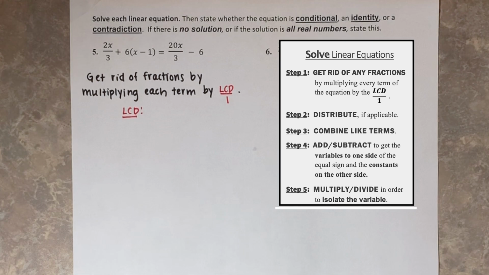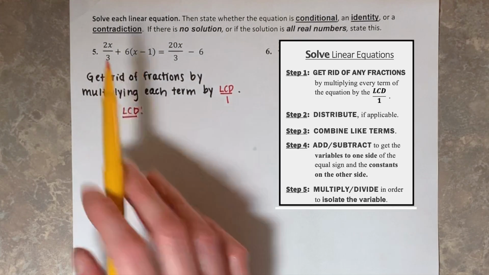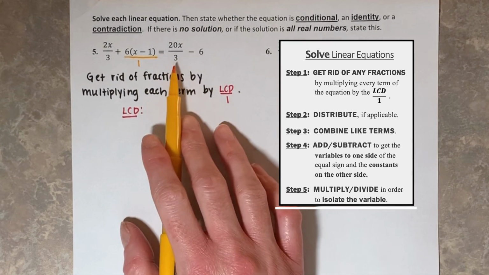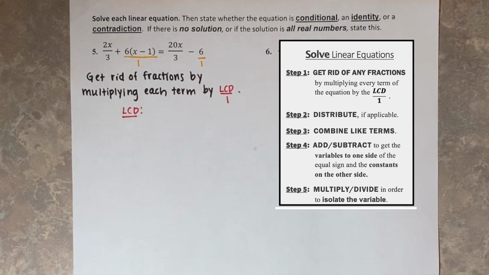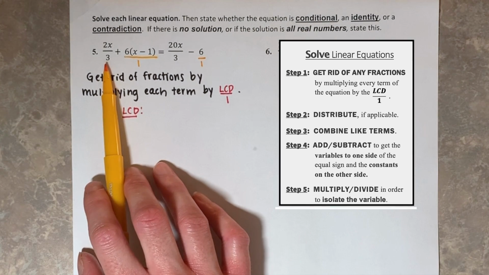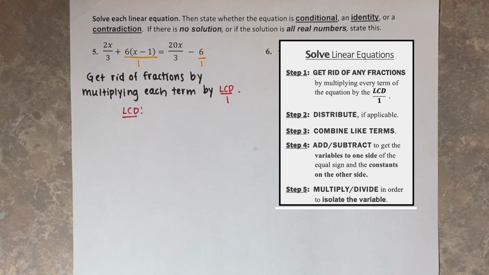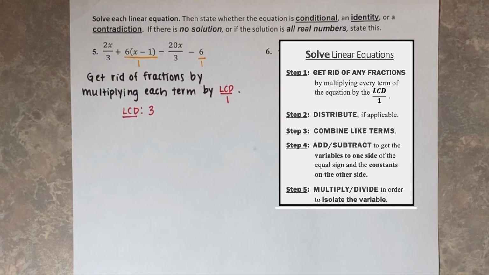Well, what are the denominators here? Well, we have 3 is this denominator. Over here, the denominator is an implied 1. Here the denominator is 3, and again here the denominator is an implied 1. So the least common denominator is going to be the smallest number that 3, 1, 3, and 1 all multiply into. That would be 3. So let's go ahead and multiply each of these terms by the LCD over 1.